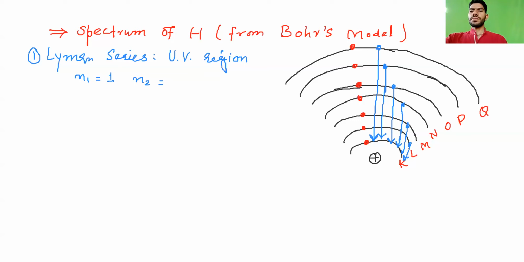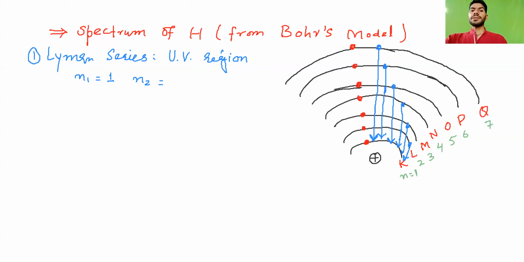For this K, the N value is 1, right? For L, the N value is 2. For M, N value is 3. Similarly for N, N value is 4. Then it's 5 here, then 6. And then for Q, N value will be 7. This is simply the shell number, or you can say the orbit number.